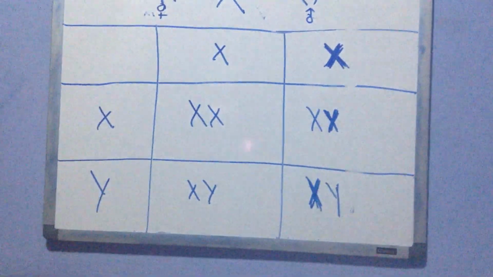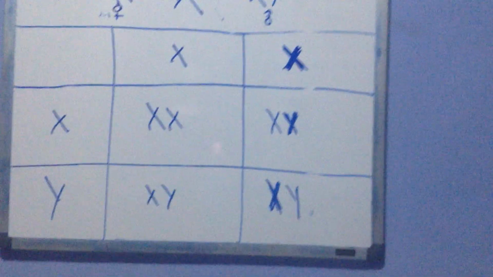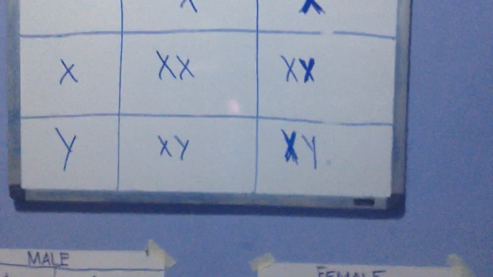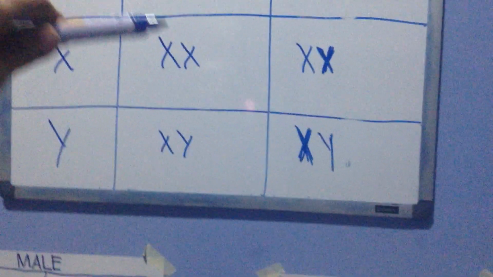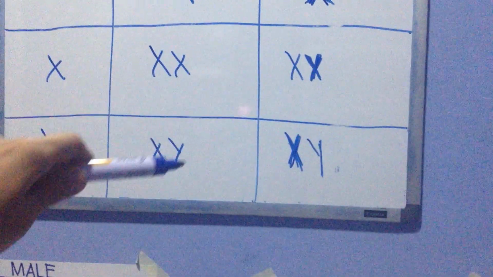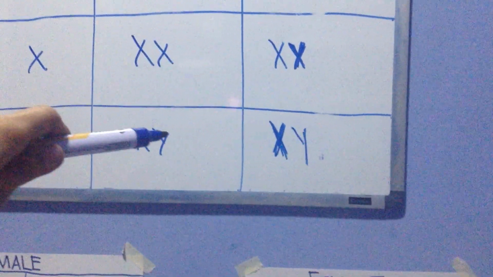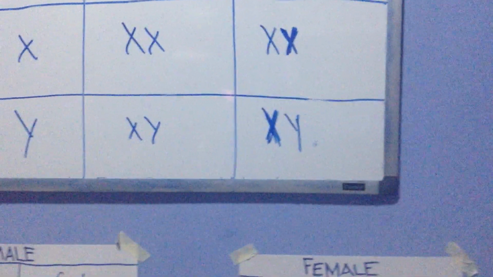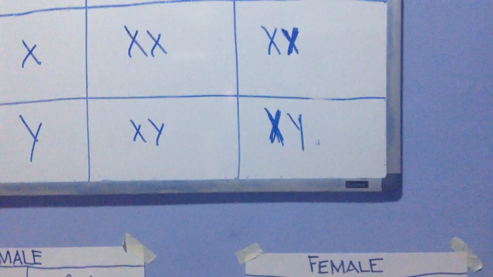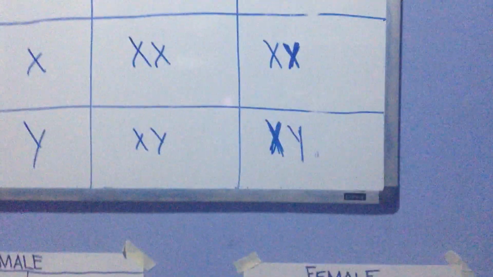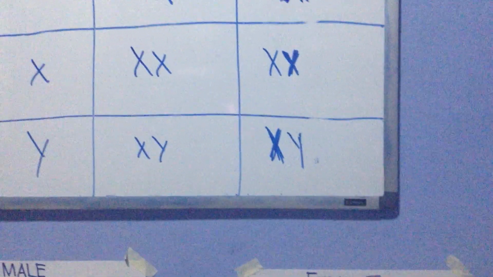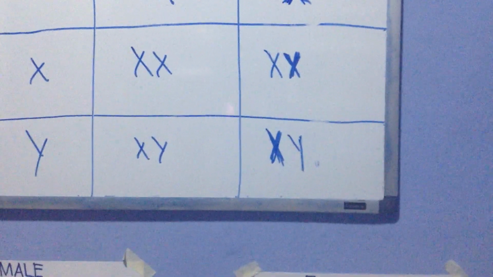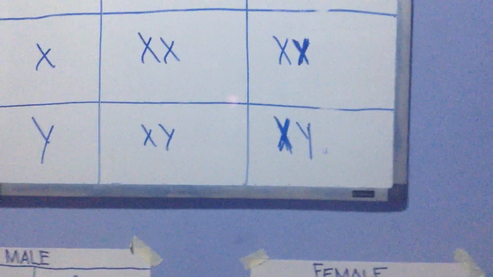So we got this outcome. 3 of them would be normal, and this one is the carrier of hemophilia, and this one is the hemophiliac person.